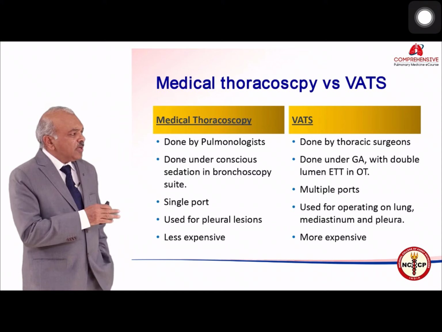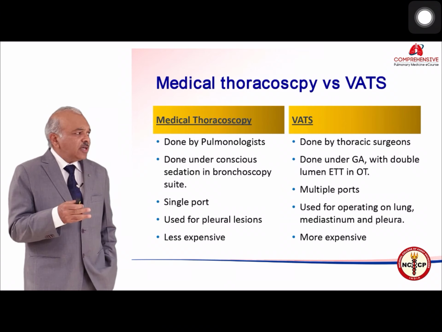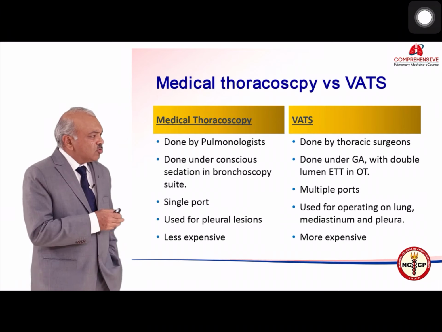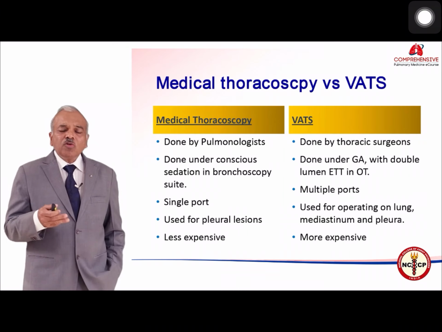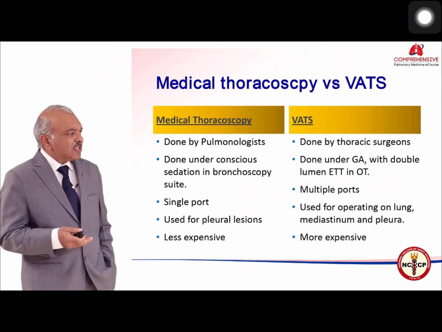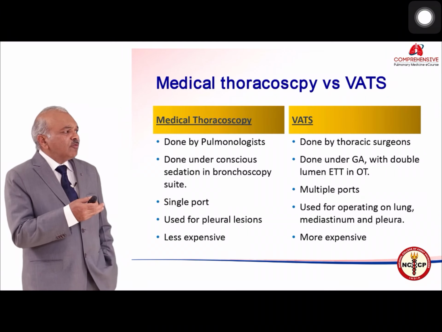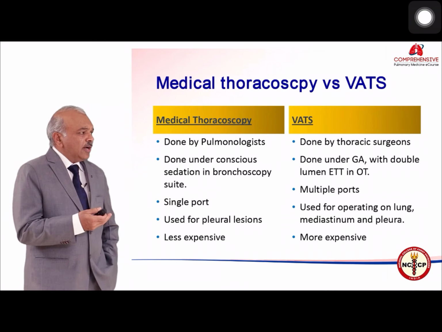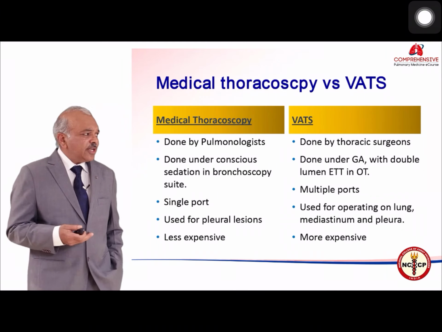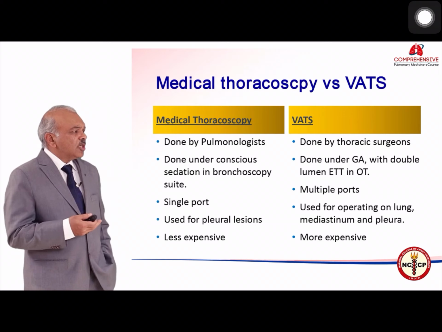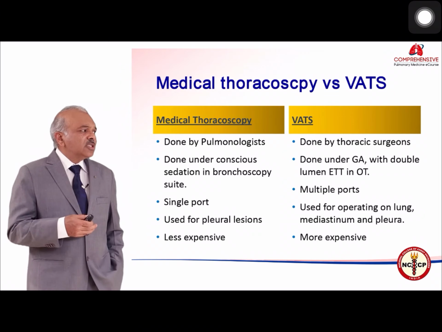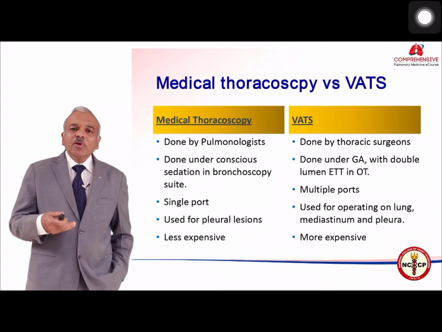Medical thoracoscopy is done by pulmonologists. It is done under conscious sedation in a bronchoscopy suite. It is done through a single port. It is used for pleural lesions and it is less expensive. While VATS is done by thoracic surgeons, it is done under GA with a double lumen endotracheal tube in the operation theatre. Multiple ports are used and it is used for operating upon the lung, the mediastinum and the pleura. It is obviously more expensive.